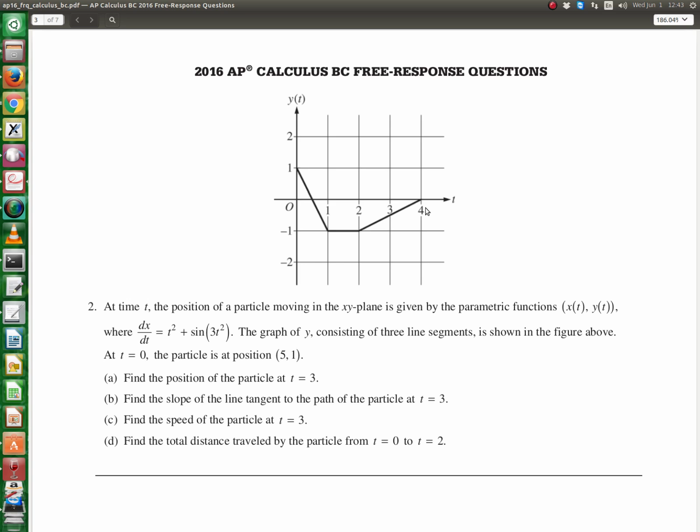dy/dt over dx/dt. Here dy/dt, we just said, is a half, but dx/dt, this is it. We want to evaluate that when t is 3. Okay, so let's do so.